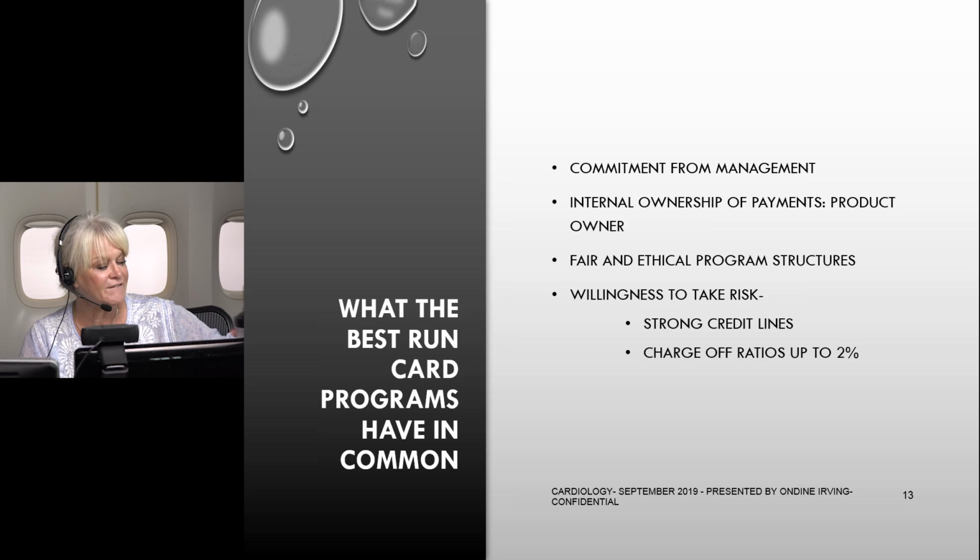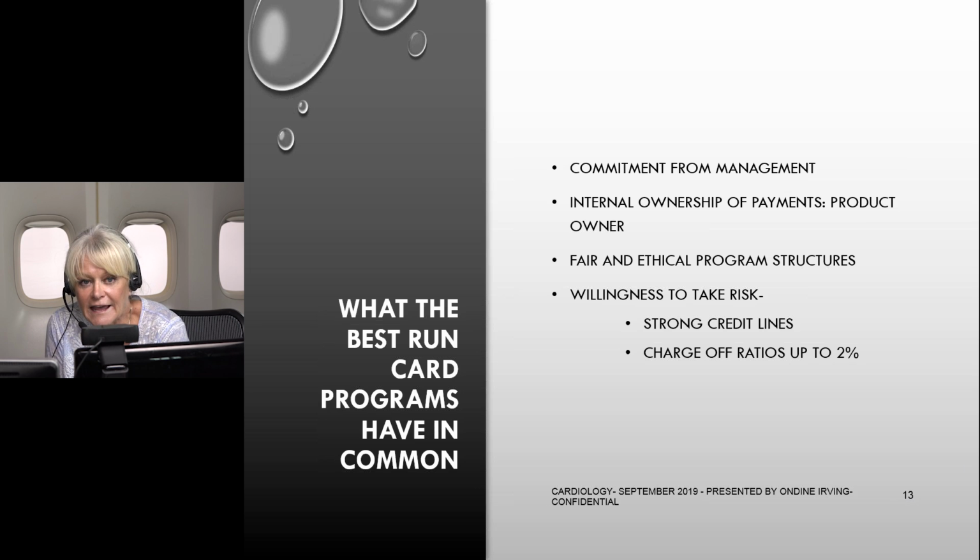You've got to have a willingness to take risk. We're going to go over credit lines. The average credit line in the credit union industry for a credit card is less than $5,000. And you know what? In order to have a truly profitable program, your average balance needs to be at least 2,600. You're never going to get to 2,600 with an average line of less than 5,000.